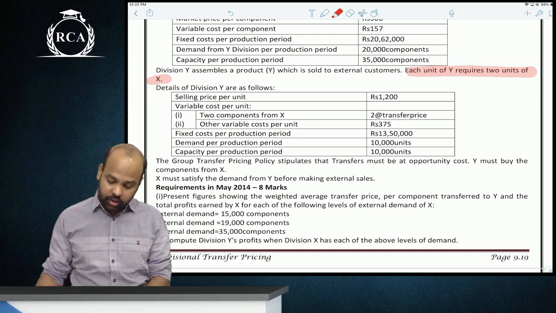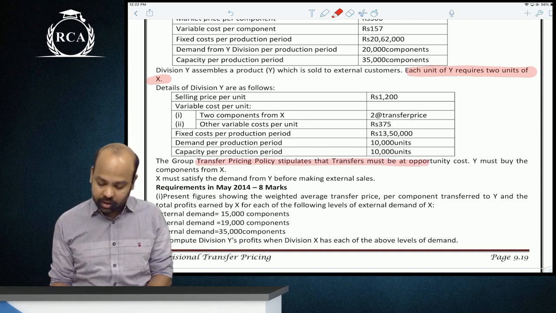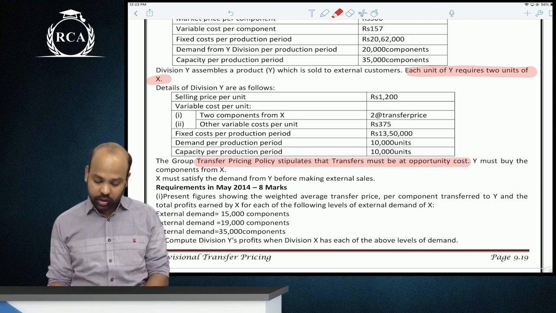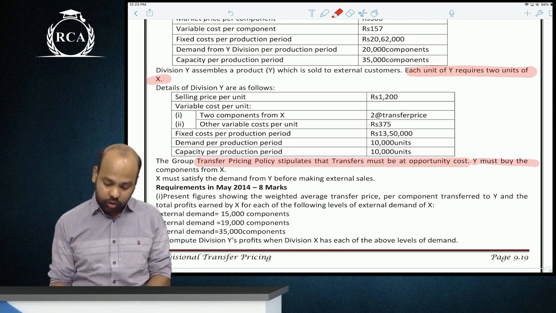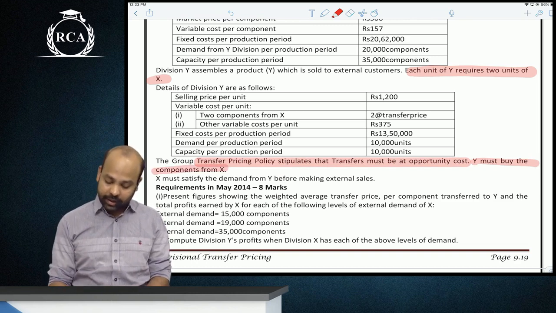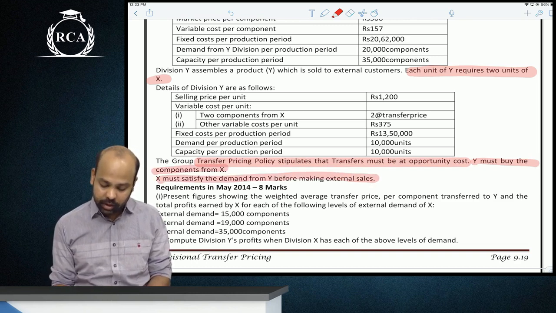Capacity is 10,000. The group transfer pricing stipulates, beta, the transfers must be at opportunity cost. Y must buy the components from X. Option nahi de raha hai, beta. And X must satisfy the demand from Y, beta, before making external sales.